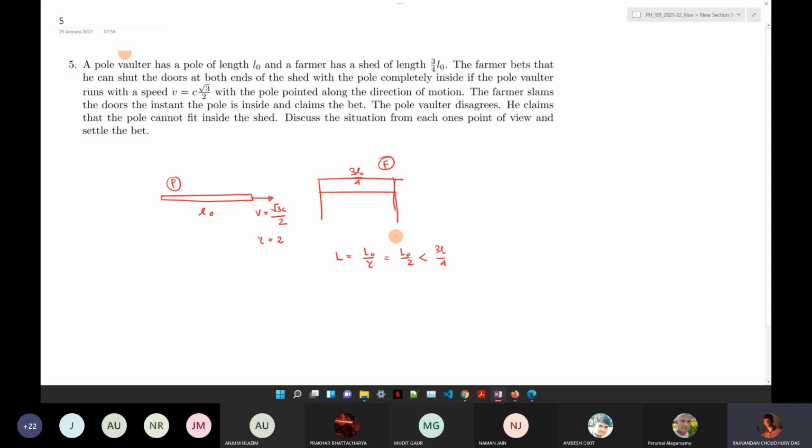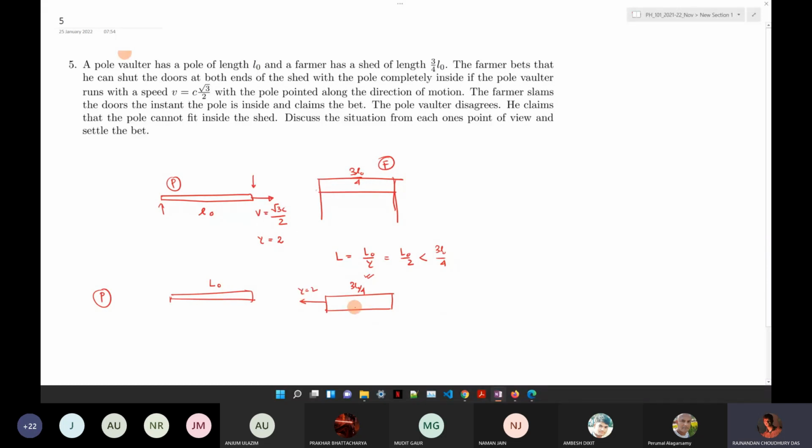Okay. Now, when he does it, he is measuring both ends of the rod at the same time. When he is measuring this L0 by gamma distance, both ends are measured at the same time. Now, from the pole vaulter's perspective, he sees that he has a pole of length L0, but the farmer has a shed of 3L0 by 4 proper length, and this shed is coming towards the pole vaulter at gamma equal to 2.